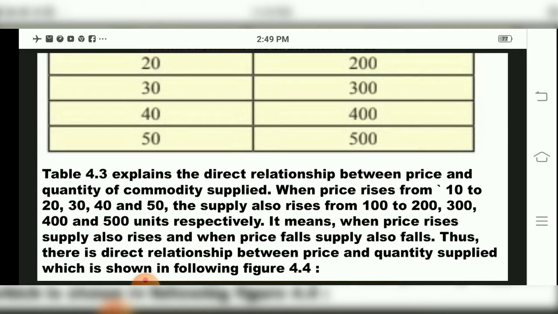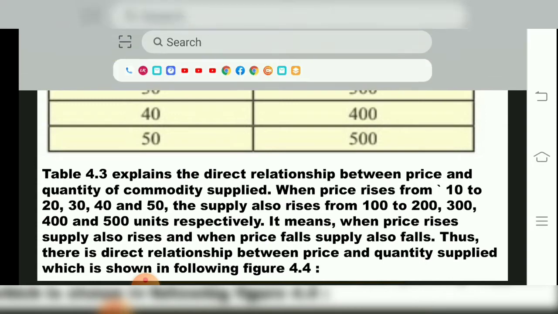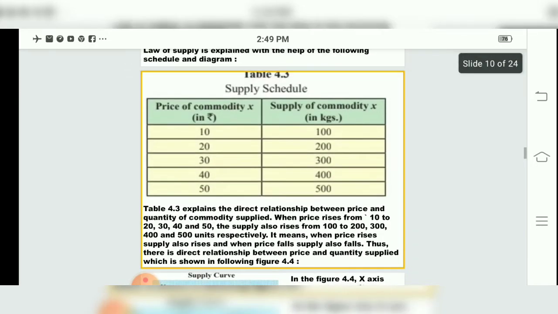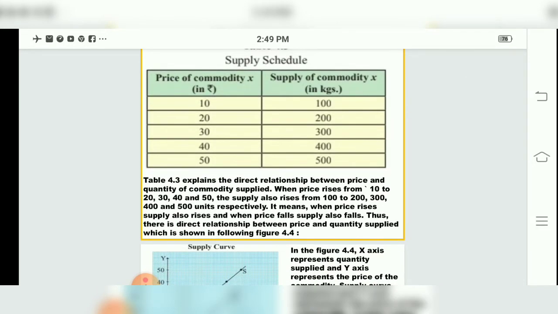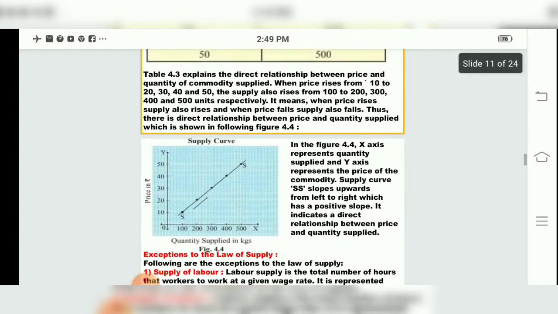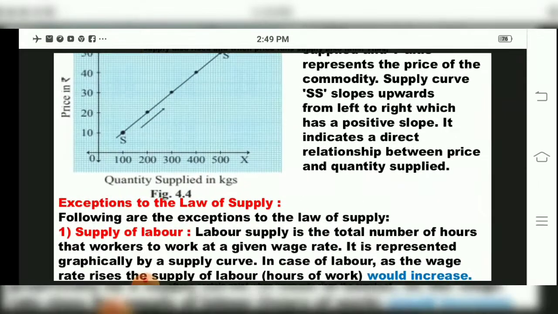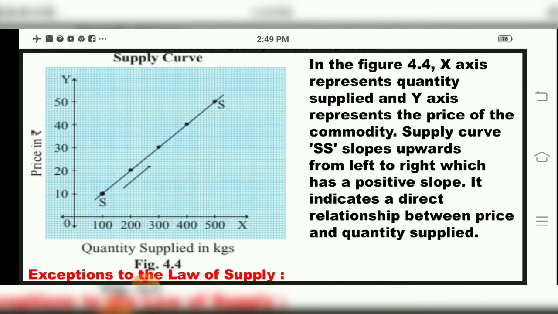Now, we will see the diagram. First, we have seen the table, children, that what they have shown. Table has been drawn, two columns have been drawn, price is mentioned, supply of commodity X in kgs is mentioned, then 10 to 50 rupees price is there, supply is from 100 to 500 kgs. Now we will see how the graph has been plotted, and we have to do explanation of graph.